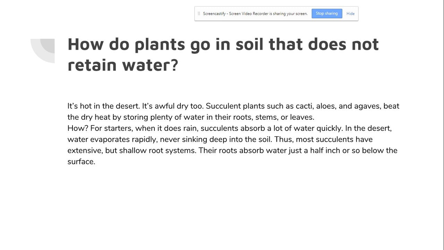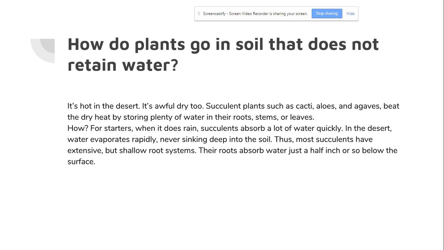So how do plants grow in soil that does not retain water? So let's talk about a desert. It's super hot in the desert. It's super dry in a desert. And the soil is sand. It doesn't retain water. Water goes whoop straight through it. So what can plants do to survive in that type of non-water retaining soil?